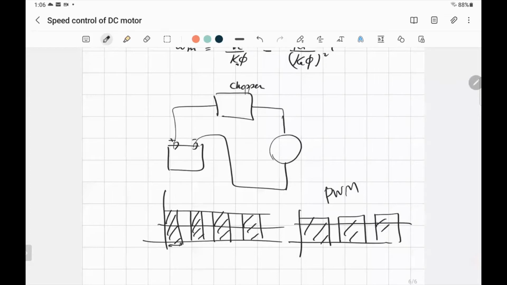Any question? Let's solve one example and we'll be done.